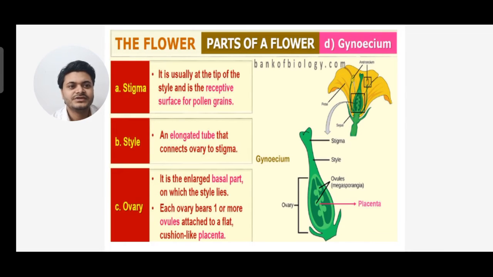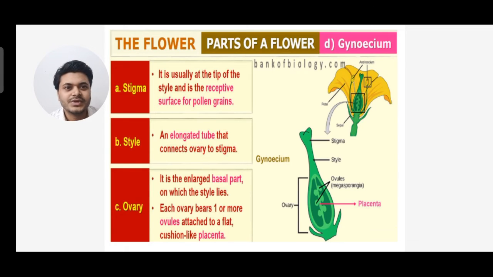You can see the figure on the right hand side, showing the stigma, style, ovary structure. The stigma is usually at the tip of the style and is the receptive surface for pollen grains. When insects pollinate, they deposit the pollen grains on the stigma.